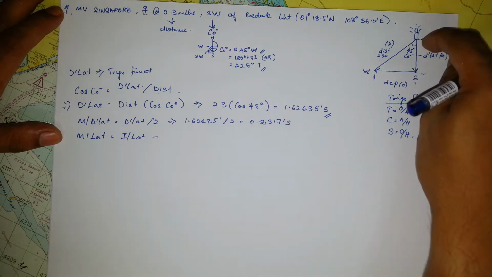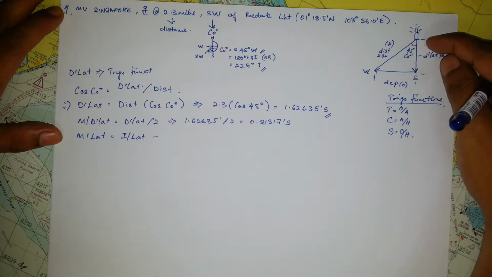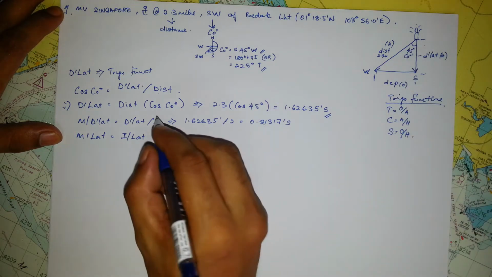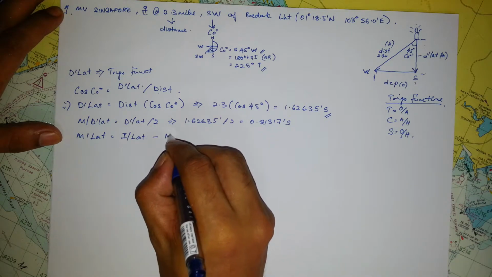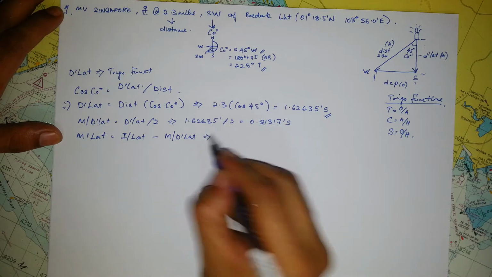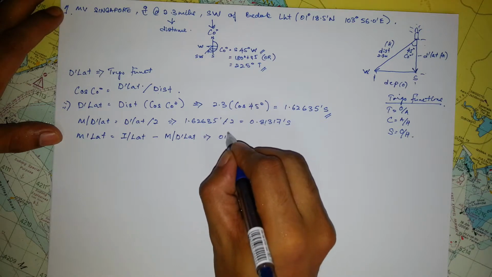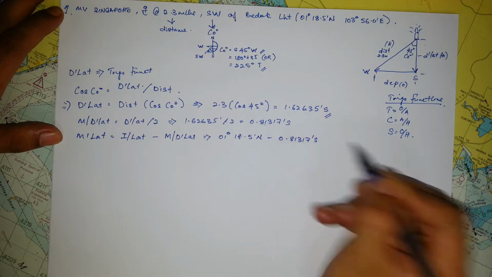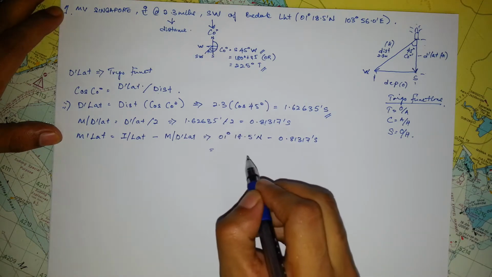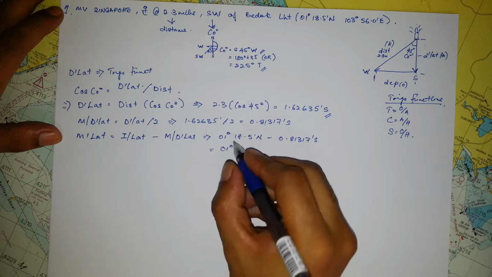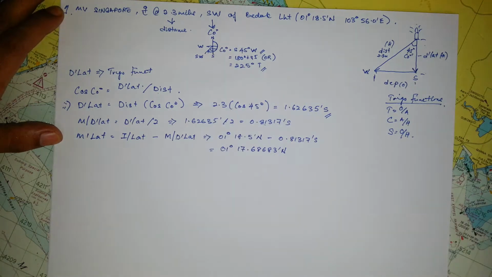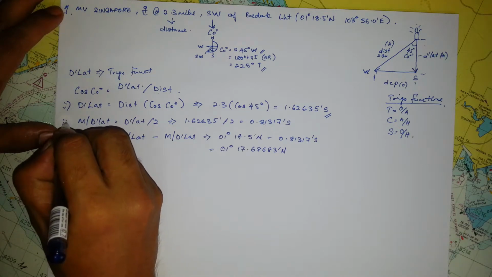So this is your initial position. You are going to minus this difference in latitude to find the position in latitude format. Mean lat equals, we write it into numbers: 1 degrees 18.5 minutes north minus 0.81317 minutes south, and we will have the answer for the mean lat as 1 degrees 17.68683 minutes north. So that is your mean lat.